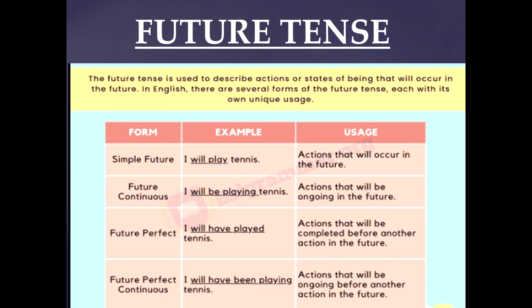Future perfect: I will have played tennis. Actions that will be completed, actions that would have been completed in the future. For that we use future perfect tense. I will have played tennis. And future perfect continuous, which is I will have been playing tennis. This action would have been happening in the future. For that we use will have been, which is future perfect continuous.